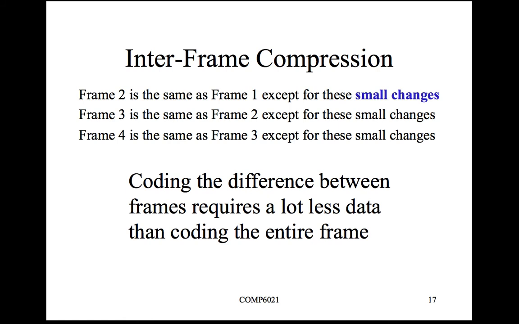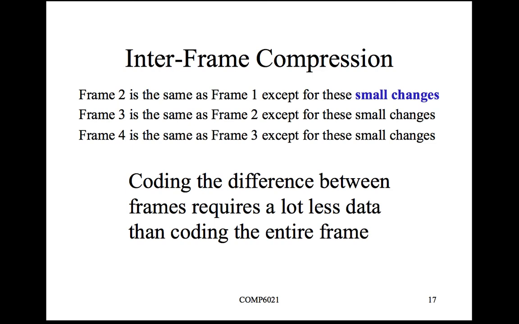So you've sent frame 1, and then the transmitter would say things like, well, look, frame 2 is the same as frame 1, except for these changes. Change these parts here, these are new parts. Frame 3 is the same as frame 2, except for these small changes. Frame 4 is the same as frame 3, except for these small changes.